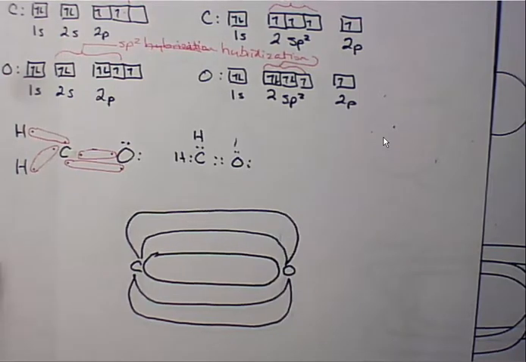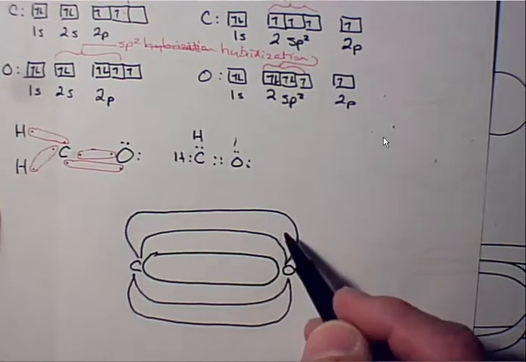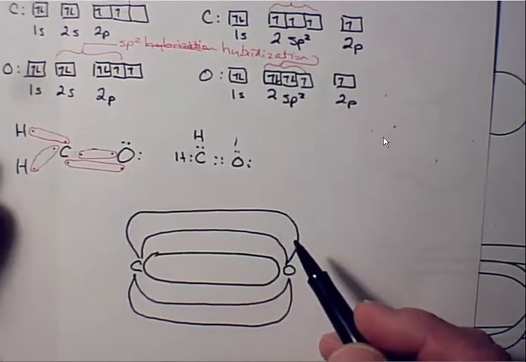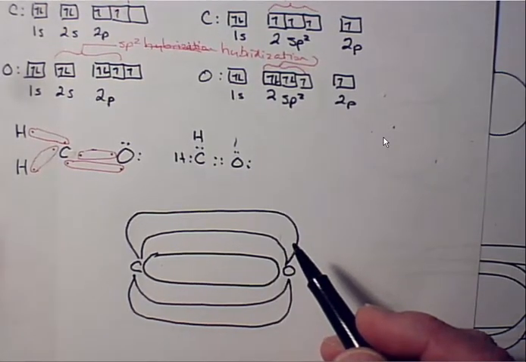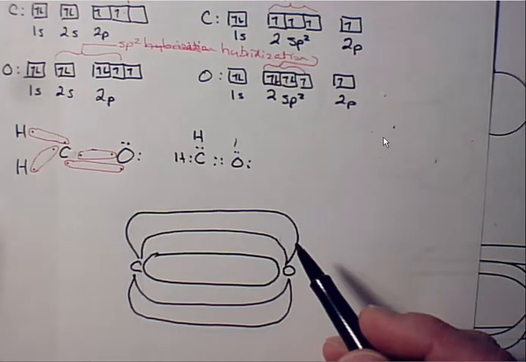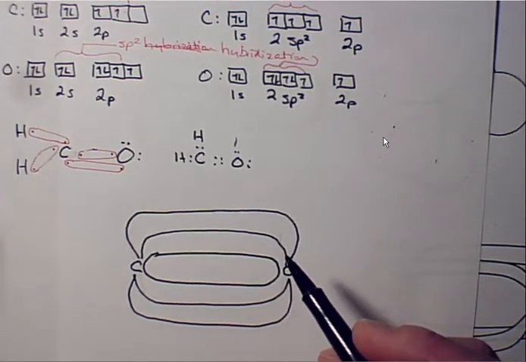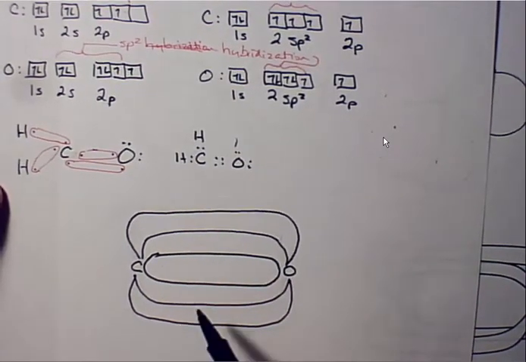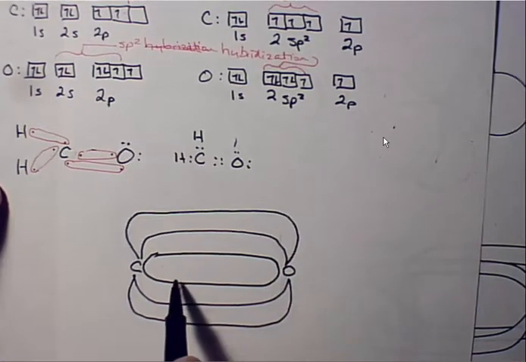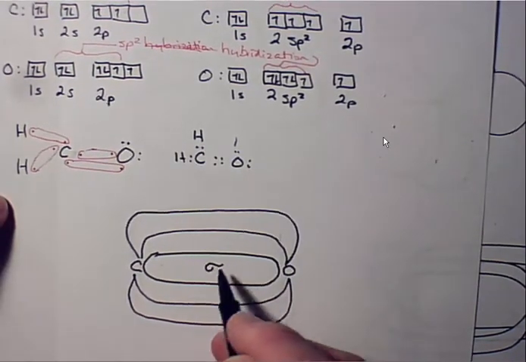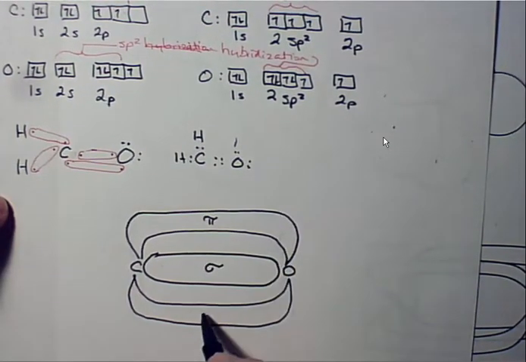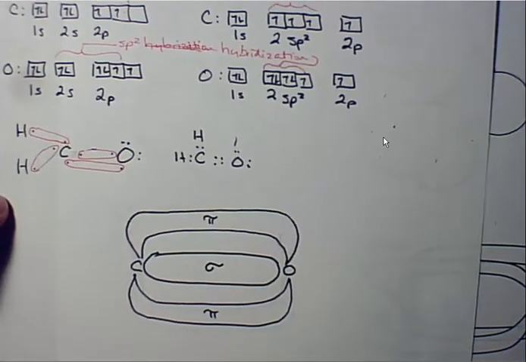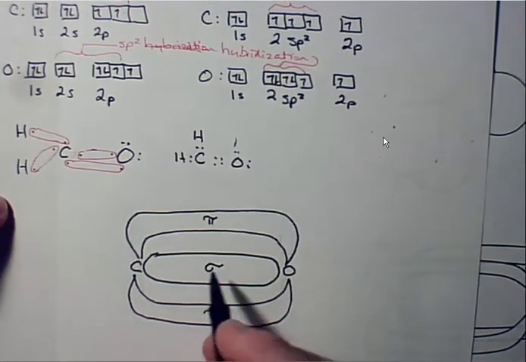Okay? So I have a double bond here, but if you're not paying attention, waking up, focusing on what's going on here, you'll think this is three bonds. This is not a triple bond. This is a double bond. You've got a sigma bond here, and this pi bond is in two parts. Two parts, one bond. Okay?